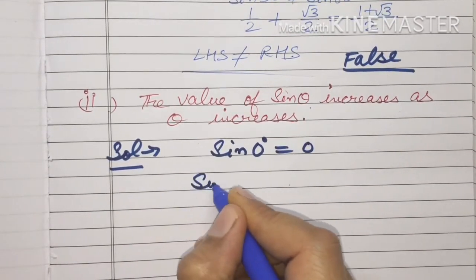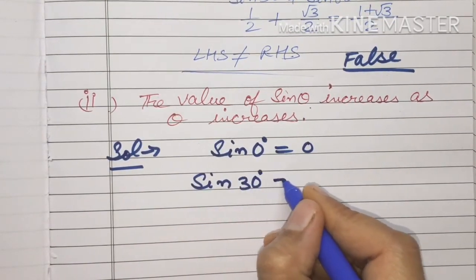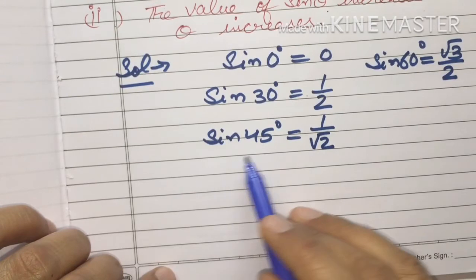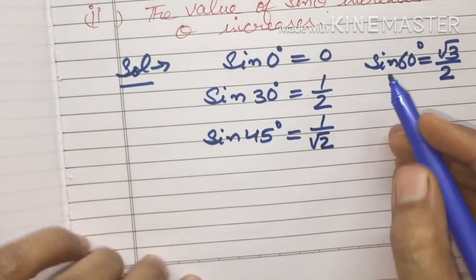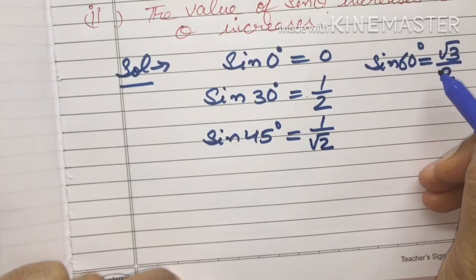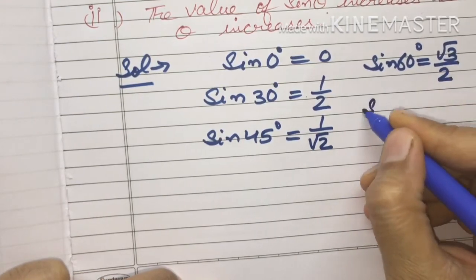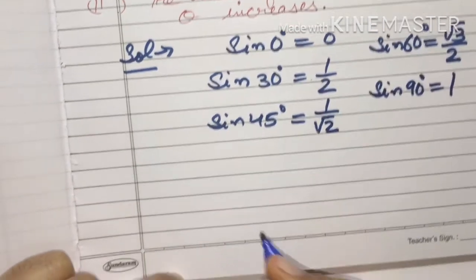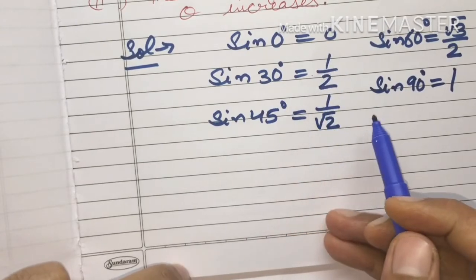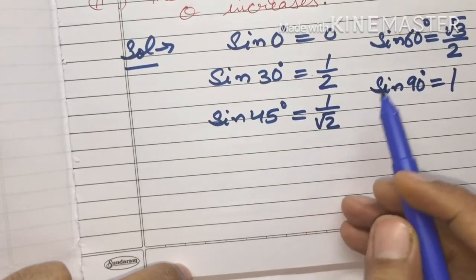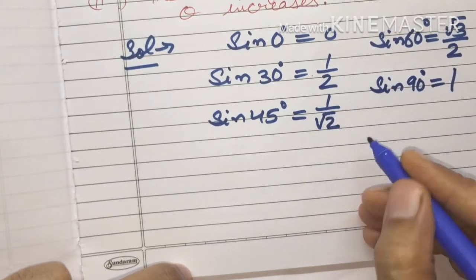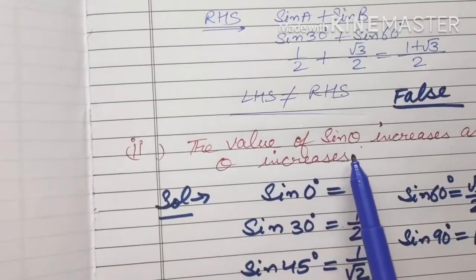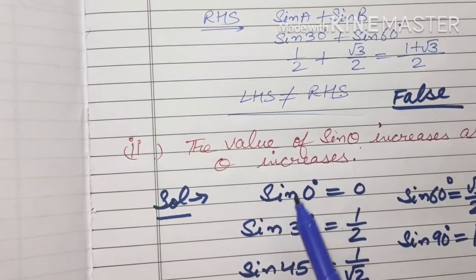Then for the next angle, if we put sine 30 degree, the value of sine 30 is 1 upon 2. Sine 45 is 1 upon root 2. When we took sine 60 degree, its value is root 3 upon 2. And next, if we take sine 90 degree, the value of sine 90 degree is 1. So we can see that as theta increases, meaning as the angle increases, the value is also increasing. So it's true. In this case, we can say that the value of sine theta increases as theta increases.